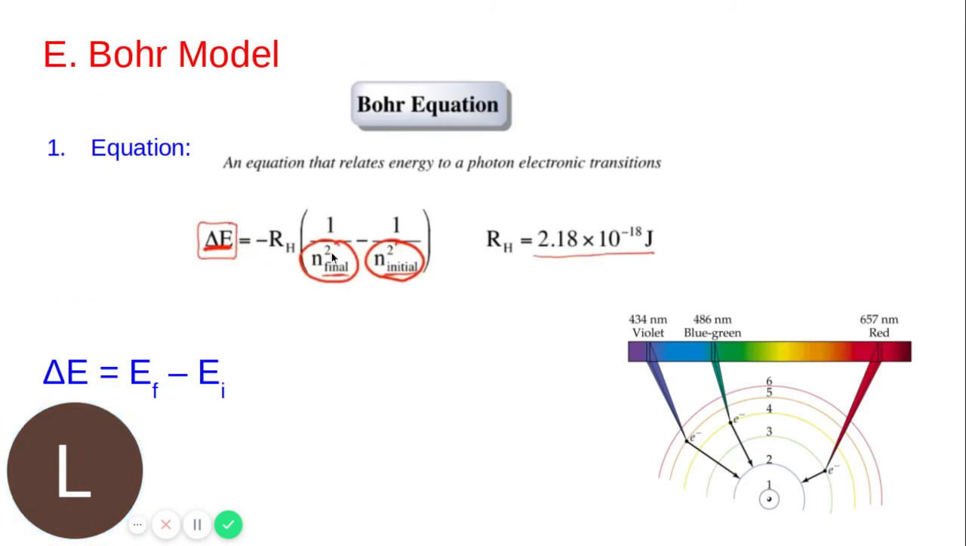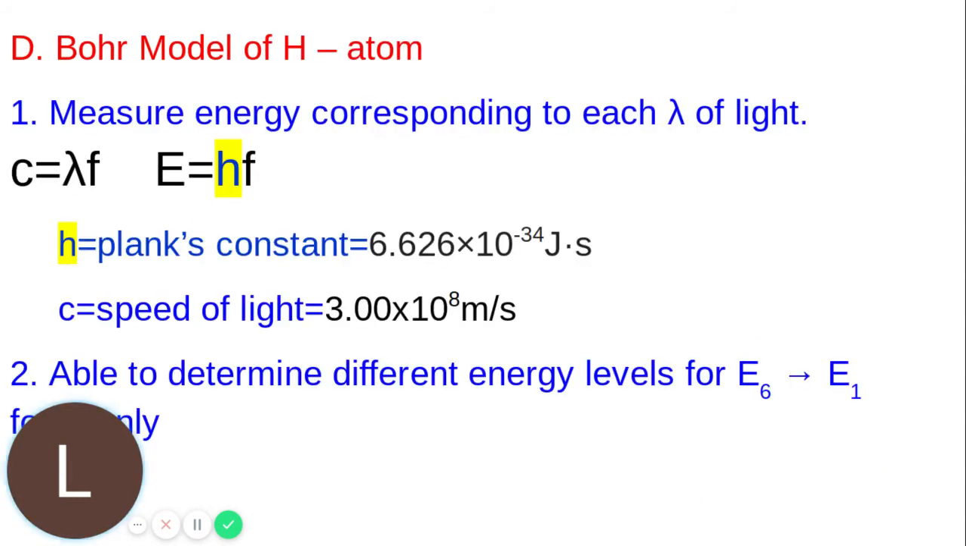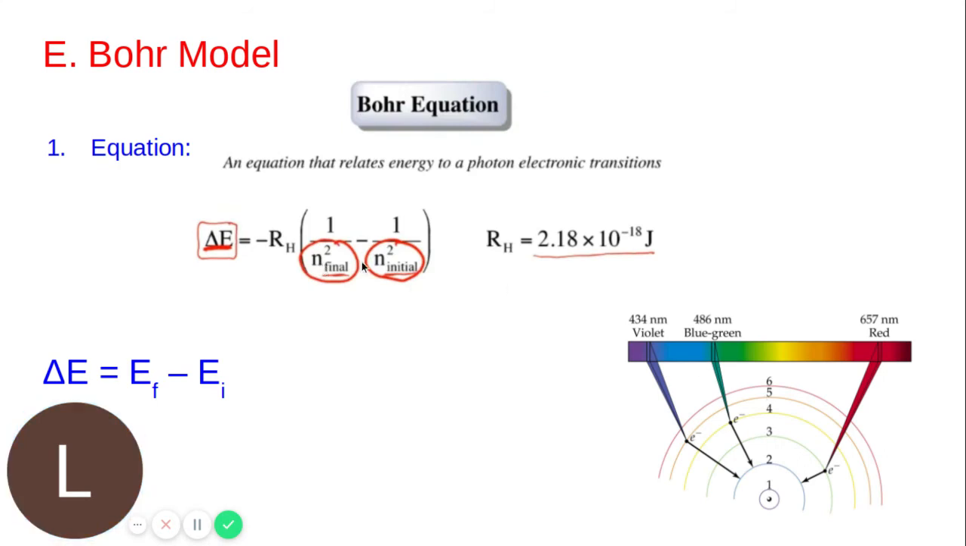So this energy here is the same as this one here. So I take the negative of the Rydberg constant, which is this number here, and I put it into this equation where 1 over n squared, that's the final energy level. If I was going from 6 to 1, 1 is the final and 6 would be the initial. So it'd be 1 over 1 squared minus 1 over 6 squared. So again, n just stands for energy level.